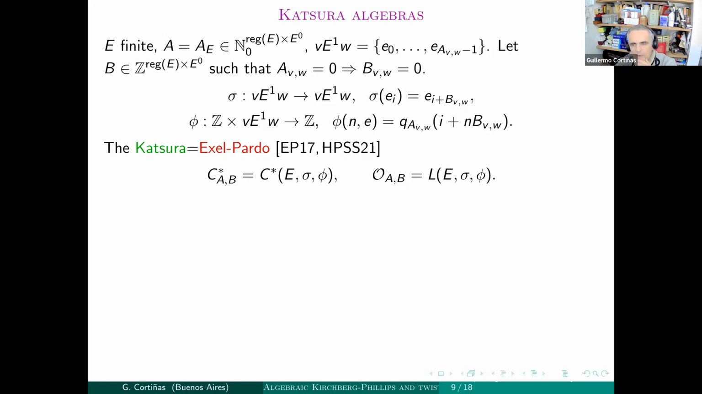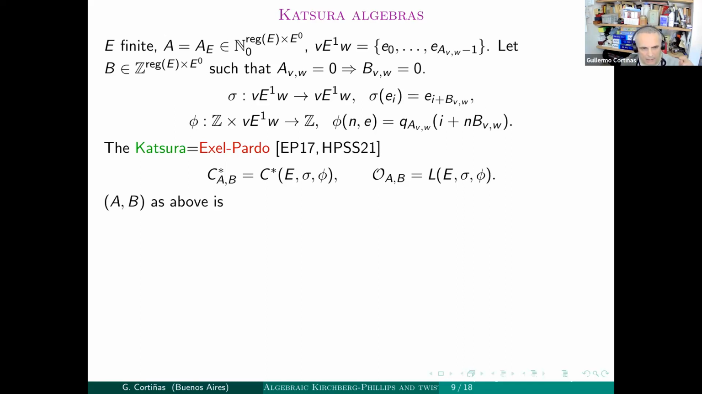This purely algebraic object is also considered in a paper by Hazrat, Pask, Sims and Szakács, I think it was, who are behind these H, P, S, and S letters. I had prepared a little piece of paper with a list of the names of the authors of all the papers, but now I lost it. Okay, so these are the Katsura algebras and their algebraic counterpart.